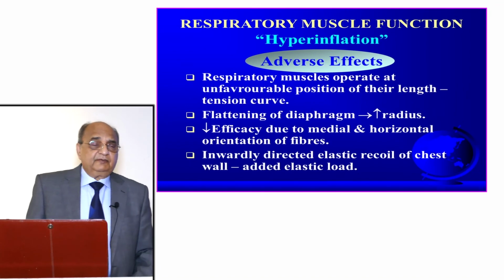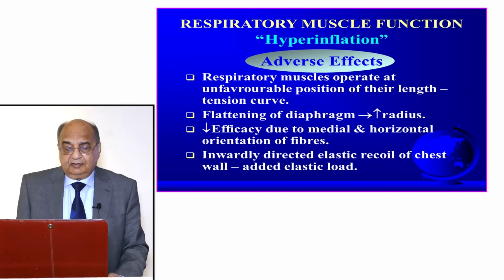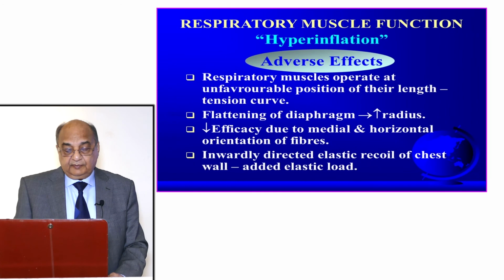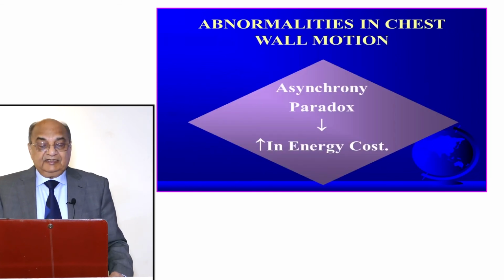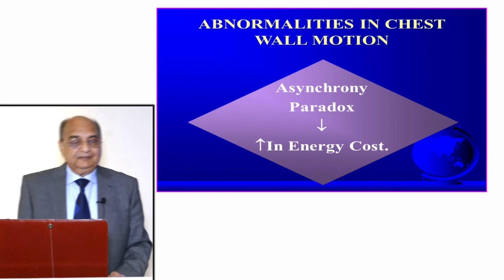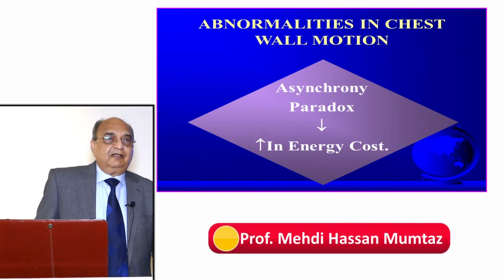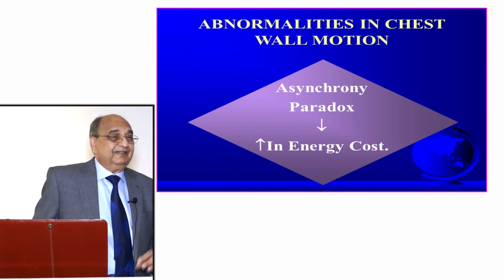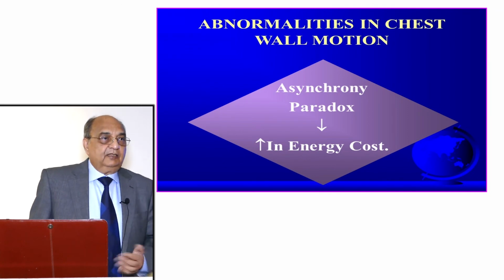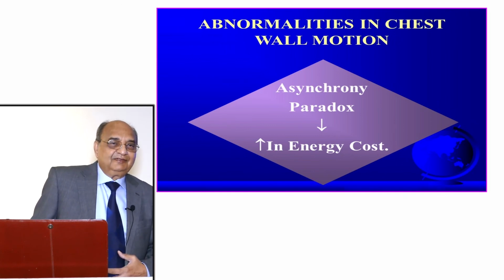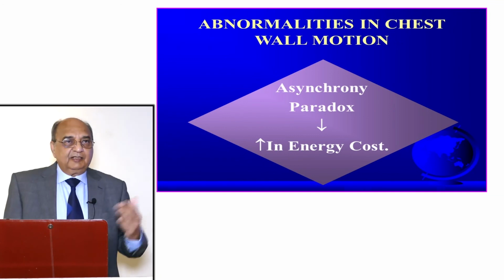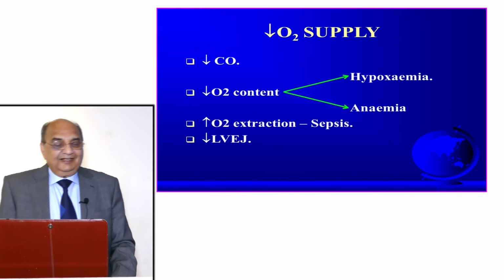Then the different fibers, if the fibers are horizontal or medially oriented, they will affect the efficiency of the diaphragm. Now, abnormal chest wall movements, asynchrony, paradox. If the abdomen and the chest are not in synchrony, then it's bound to affect the weaning. Normally, when you breathe in, what happens to your abdomen? Does it go inside or come out? When you breathe in, with the diaphragm, does your abdominal wall go in or come out? Think about it, right?